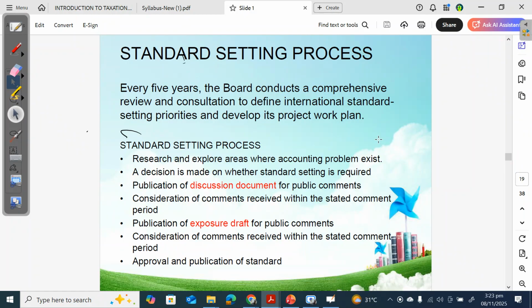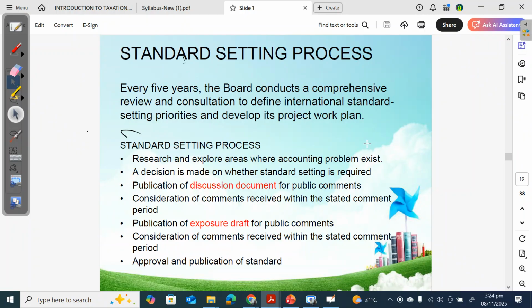So let's look at the standard setting procedure. First they do research. They conduct research and explore areas where accounting problems exist. They will go through the complaints and difficulties that accountants and investors are facing, and a whole lot, and they will try and come up with a new standard.